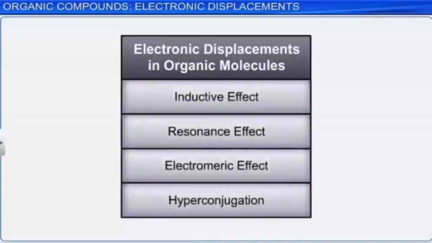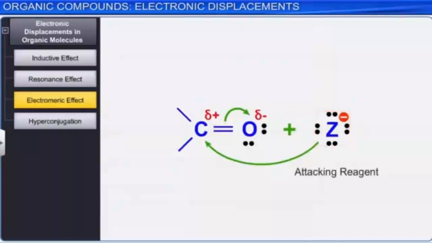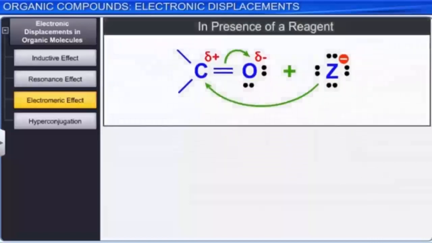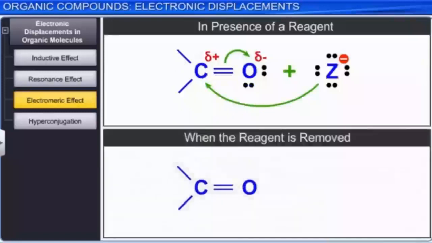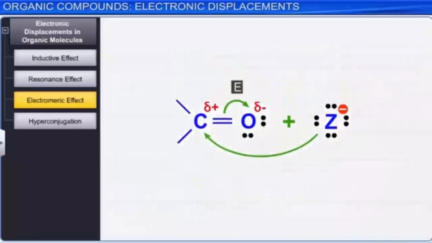Now, let us look at the electromeric effect. It is a temporary effect and observed only in organic compounds with multiple bonds in the presence of an attacking reagent. Electromeric effect may be defined as the complete transfer of the shared pair of pi electrons of multiple bonds to one of the atoms in the presence of an attacking reagent. It is important to note that this effect ceases to exist as soon as the attacking reagent is removed from the domain of the reaction. This effect is represented by E, and the shifting of the electrons is shown by a curved arrow.